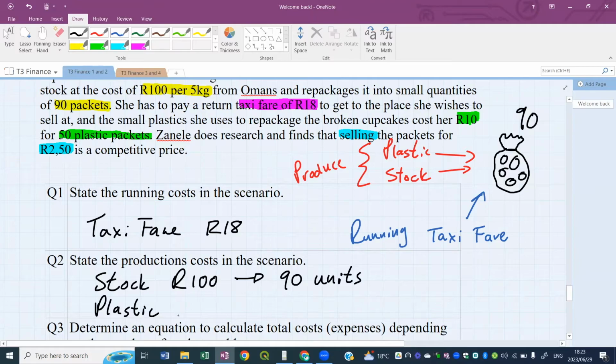Okay, and it costs 10 Rand for 50. But now if she needs 90, she's going to need more than 50. So I would say 2 times 10 Rand, which will give 100 units or packets. Let's put packets there.